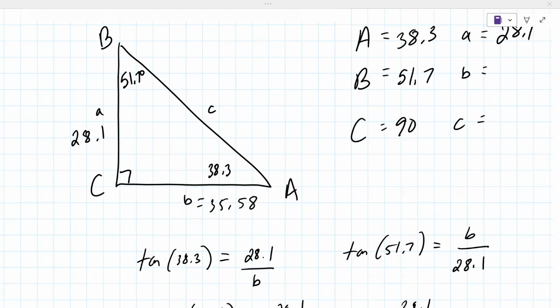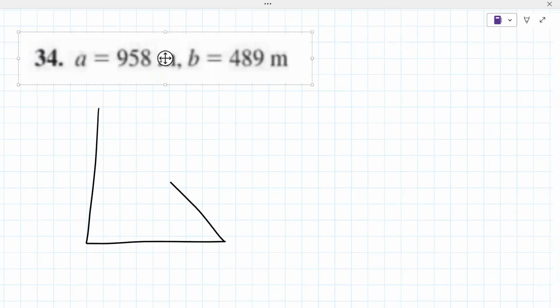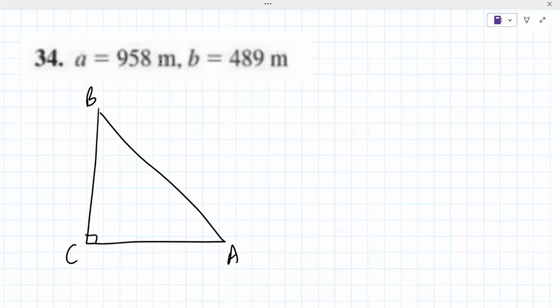So the next problem is the 34, where you are given sides instead of angles. That's C, B, A. It doesn't really matter, but A is 958. B is 489. So you typically do want to use Pythagorean theorem in this case to find C. Don't forget about that one in your toolbox. Could you calculate that for us, please?